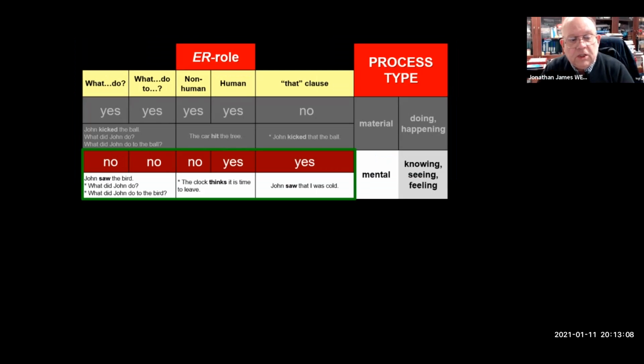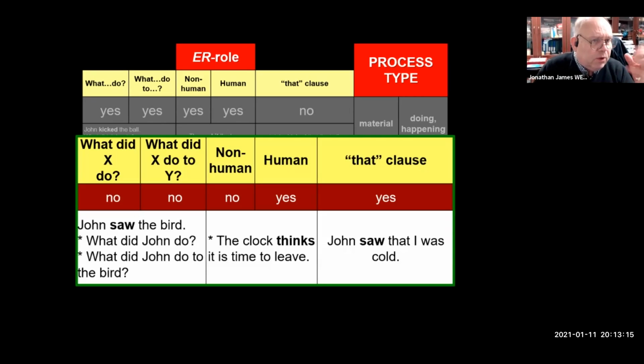Now, go on to look at mental processes. John saw the bird. What did John do? He saw the bird. No. If I said to you, what did John do, and you answered, he saw the bird, you're not answering my question. You could say John watched the bird, John was looking at the bird, but not see. You cannot substitute see by do. And likewise, you can't say, what did John do to the bird? He saw it. That makes no sense whatsoever.